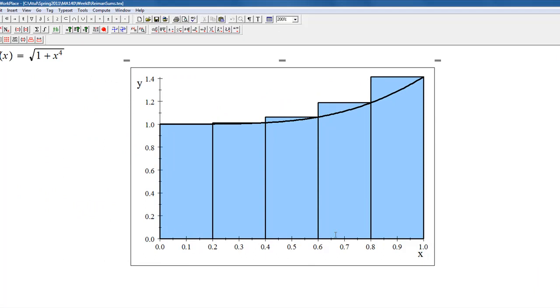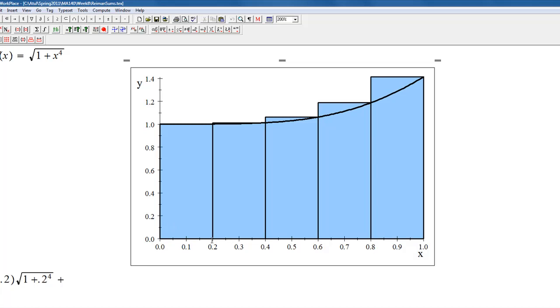Each of them is 0.2 units wide, right? So the first rectangle has a base of 0.2 units. And how much is the altitude? The altitude is determined by the value of this function at 0.2, which means that I just take the function at 0.2, and here we go. So that's our first rectangle.